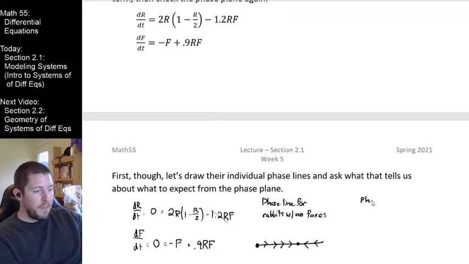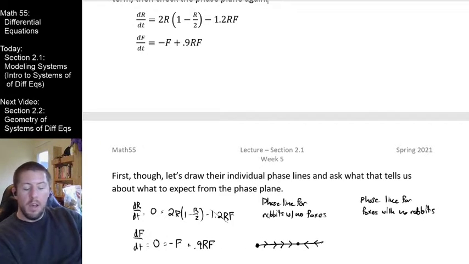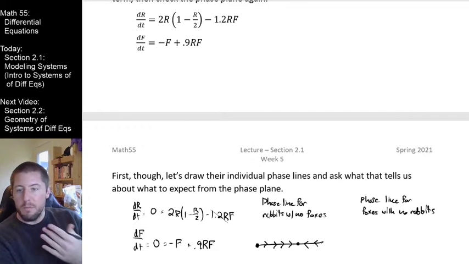Then we can do the same thing here, phase line for foxes. So this is saying to me that if we include a carrying capacity term, the rabbits should be able to reach equilibrium with their environment with no predators, because they're just going to grow to however much their environment can handle, however much food there is available, space for them to live, and they'll just settle right there.